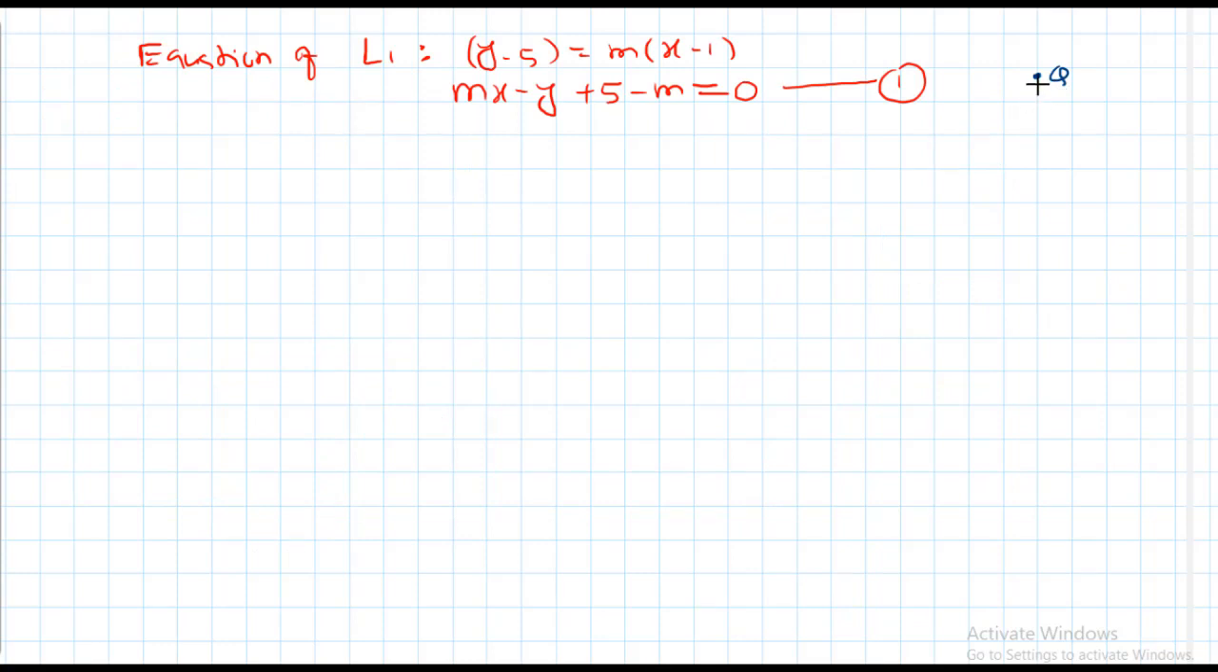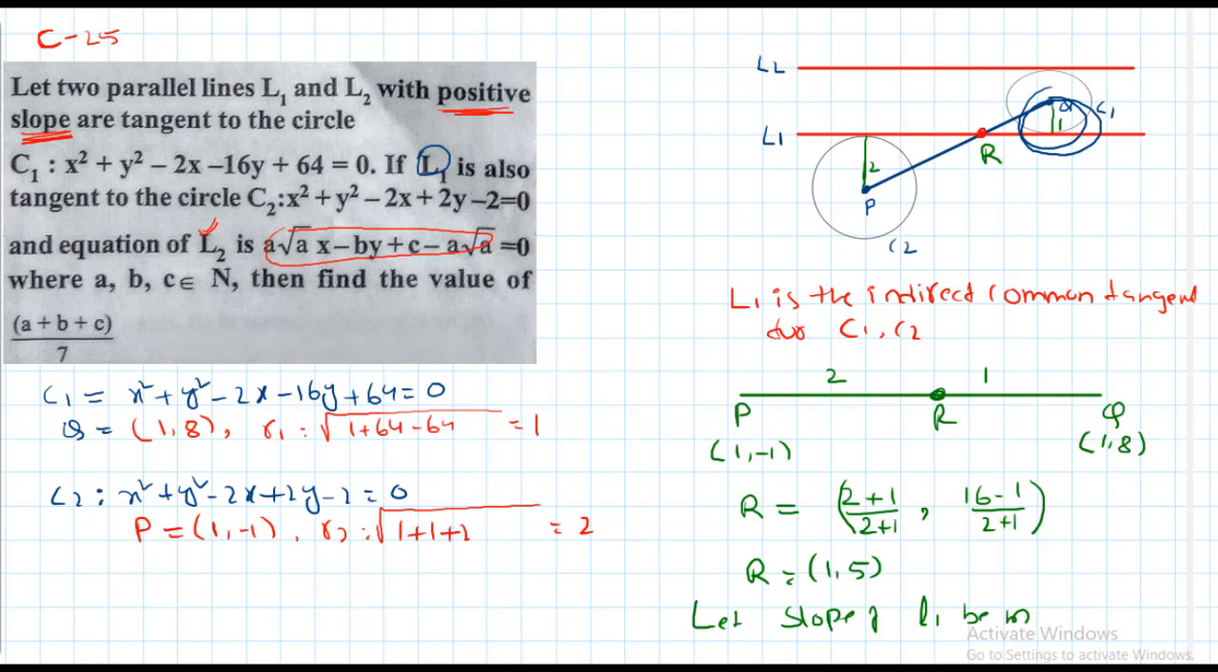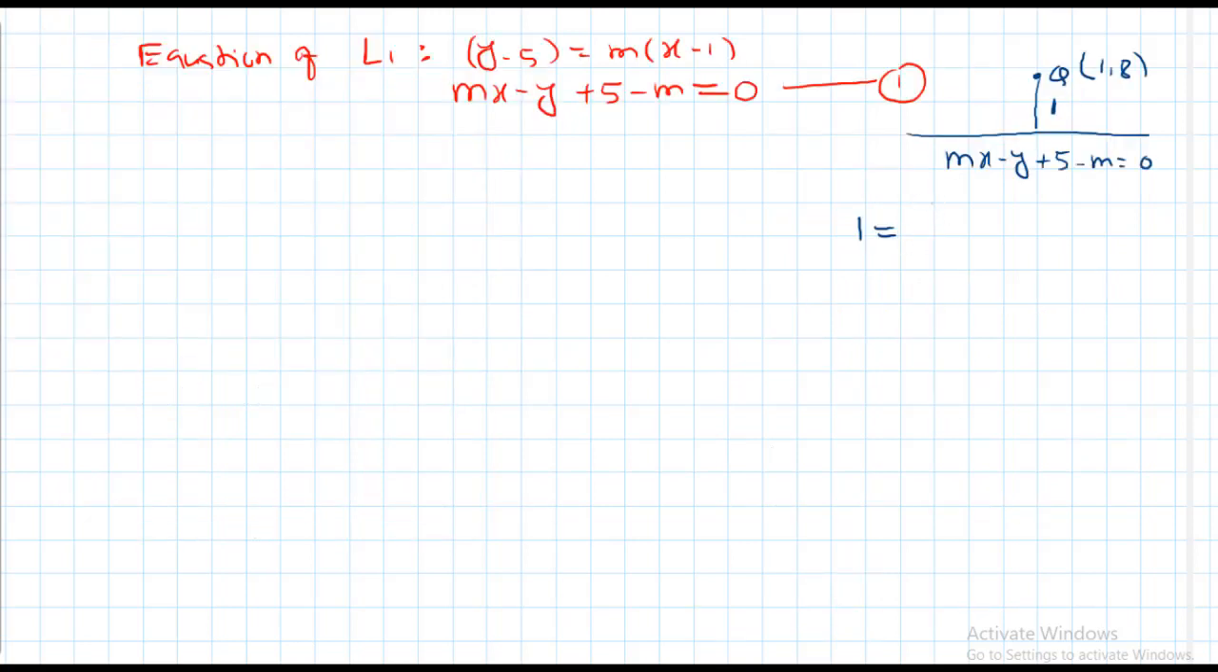Q coordinates, Q to the line L. This is the line mx minus y plus 5 minus m equal to 0. So what is the radius, Nana? This is one radius. So directly I want to write here 1 is equal to, okay, what are the coordinates of Q? 1 comma 8. Okay, so modulus of m minus 8 plus 5 minus m by root over m square plus 1.